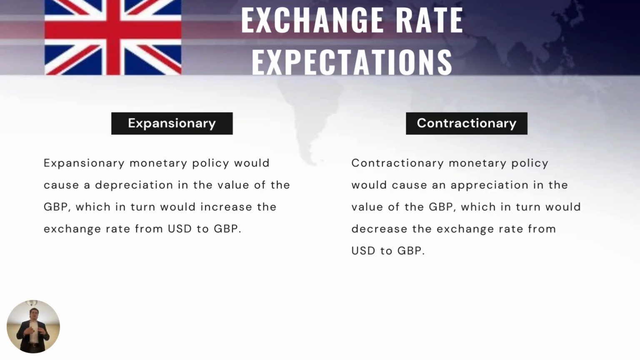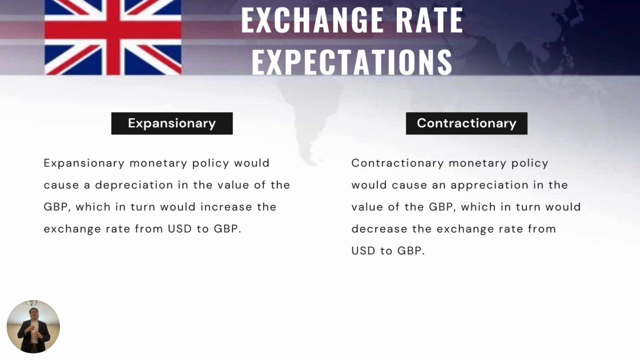Now going into the exchange rate expectations with both expansionary and contractionary monetary policies. First things first, with a suggested form of monetary policy, expansionary. Expansionary monetary policy would cause a depreciation in the value of the GBP, which in turn would increase the exchange rate. This is because the current exchange rate is sitting at about 0.8 GBP per US dollar.